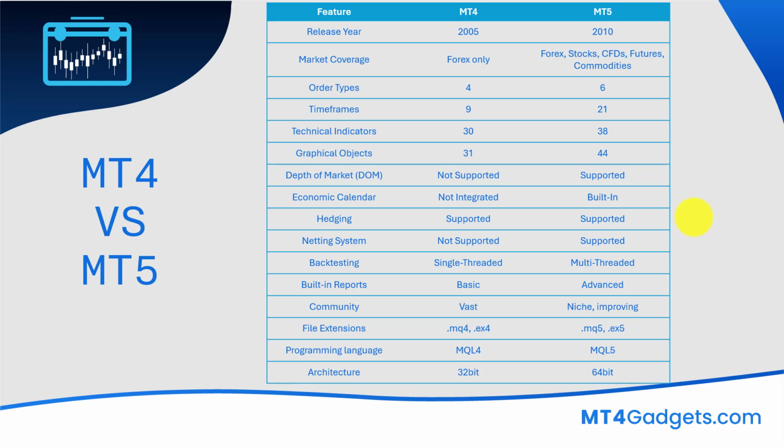Backtesting is, to me, maybe one of the main differences between MT4 and MT5. Backtesting in MetaTrader 4 was single-threaded. You could only run one backtest. It's very slow. If you run any sort of optimization, it takes ages. While MetaTrader 5, they implemented multi-threading, and in terms of performance, there's almost no comparison between the two.